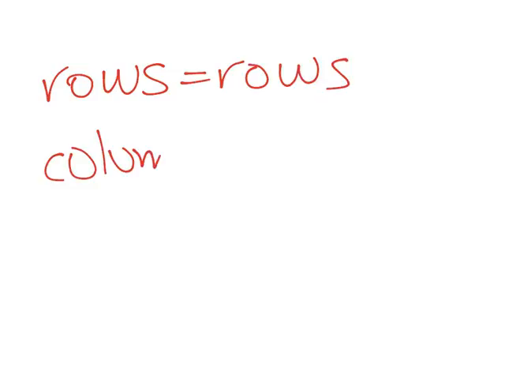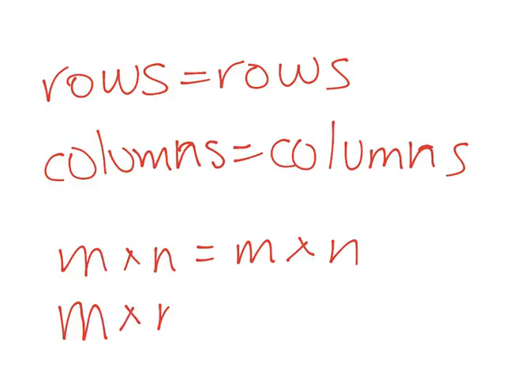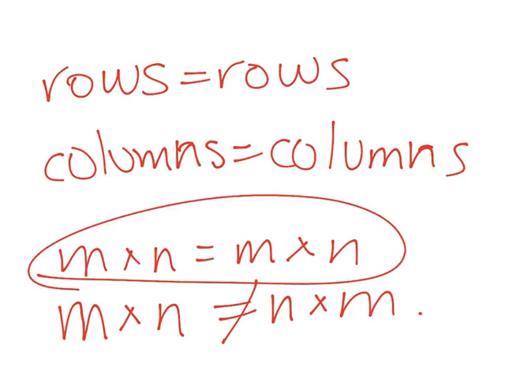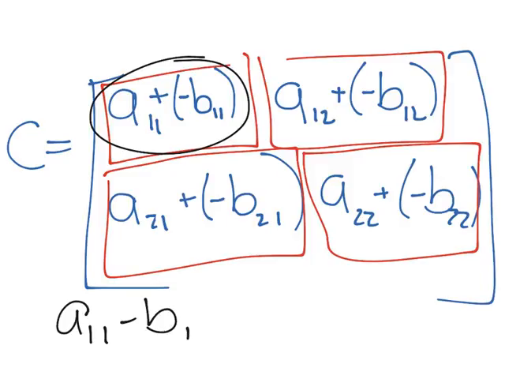Recall that by size, I mean the number of rows must equal the number of rows, and the number of columns must equal the number of columns. So M times N must equal M times N. And remember that M times N does not equal N times M. So that is very important. So in order to add or subtract two matrices, this requirement must be fulfilled. And besides that, everything is very straightforward. And of course, here, you can think of it as just A11 minus B11. And of course, the same way for all the others.